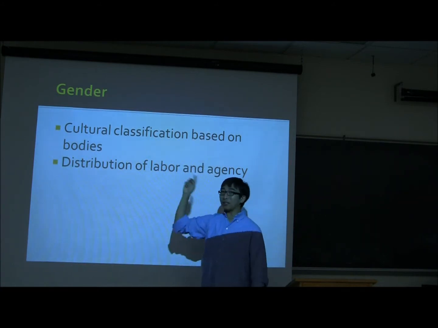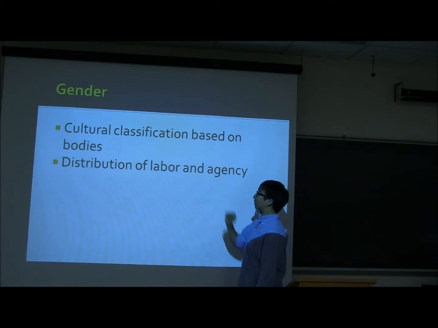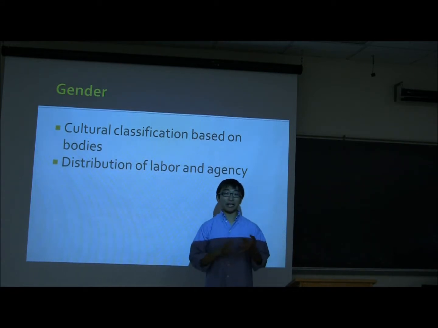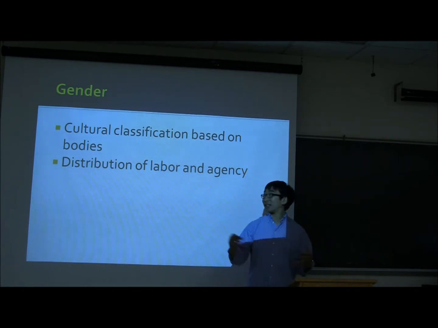As we think about how gender and sexism continue to matter, we'd be thinking about how gender relates to the distribution of labor and agency. So for example, which gendered bodies do what sort of work? Which ones are not allowed to do that work? Who is allowed to make choices? And who turns out to be less able to make those same choices?